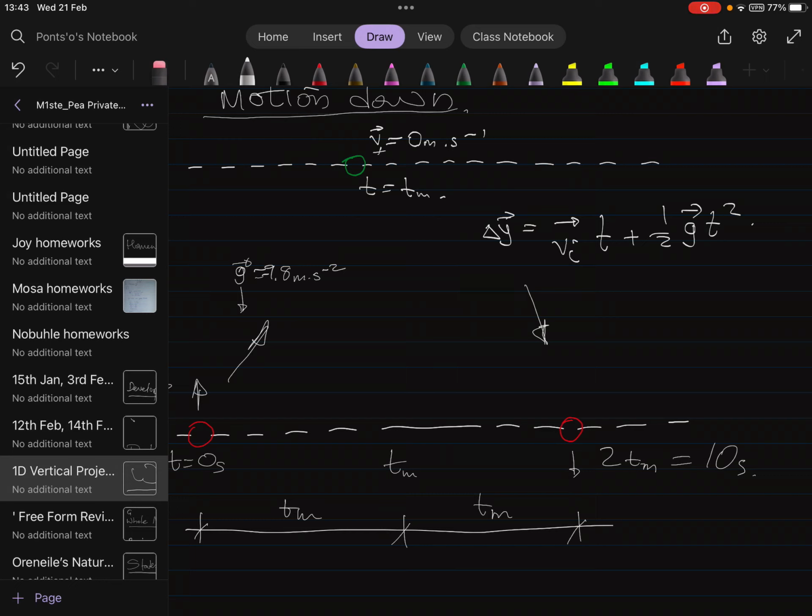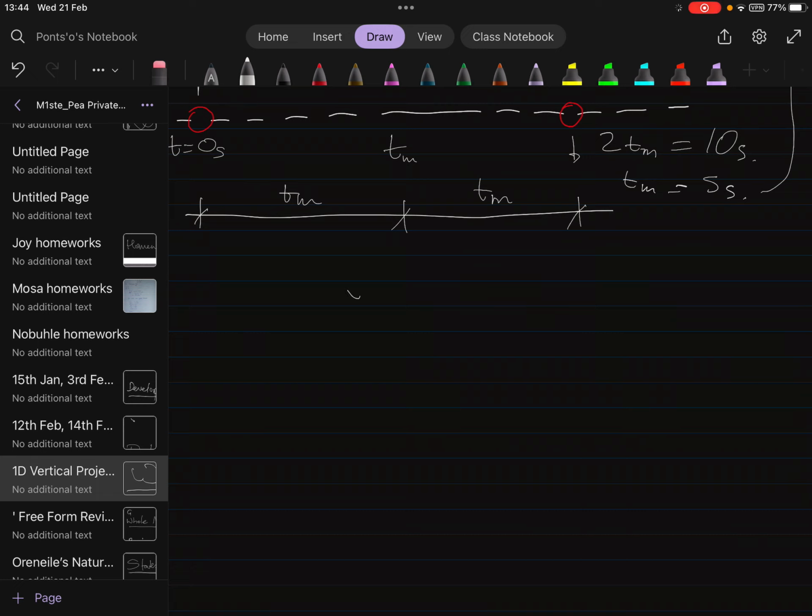And since the time to travel up is the same as the time to travel down, then from where v is 0 meters per second to when it comes back to the ground, that's 5 seconds. So if 2t equals 10 seconds, then t is 5 seconds. So we've got time, we've got the acceleration due to gravity, and it's that value. And we can find out how high the ball travels.